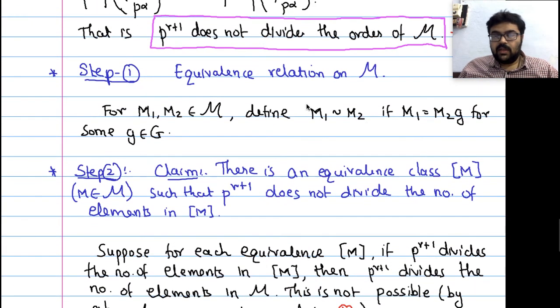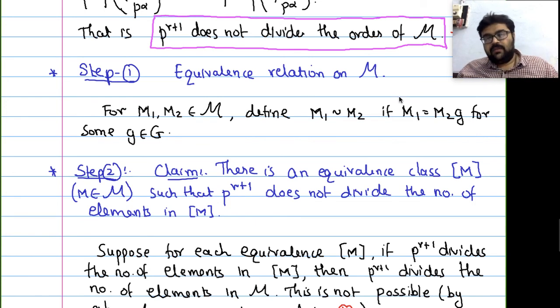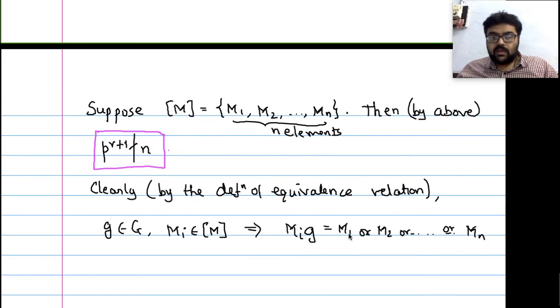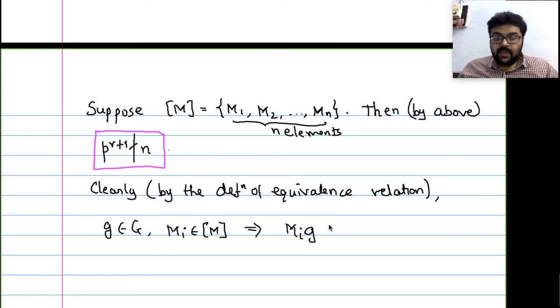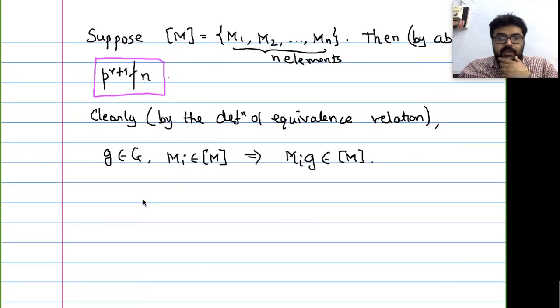As you can see, they are equivalent if m1 can be written as m2g, or one can be written as the other: m2 is equivalent to m1 if m2 equals m1 g inverse. If m1 equals m2g, then because it is an equivalence relation, mig will belong to the same class. So this belongs to the class M, right? So this is our observation, and now we come to step 3.